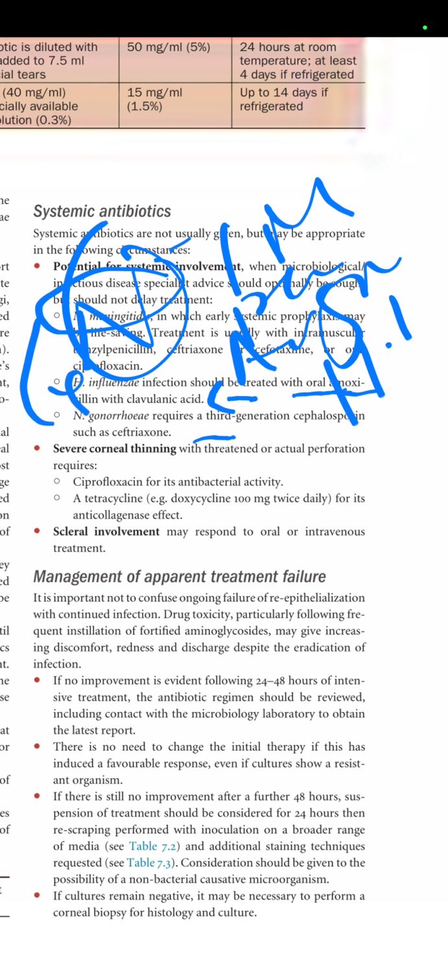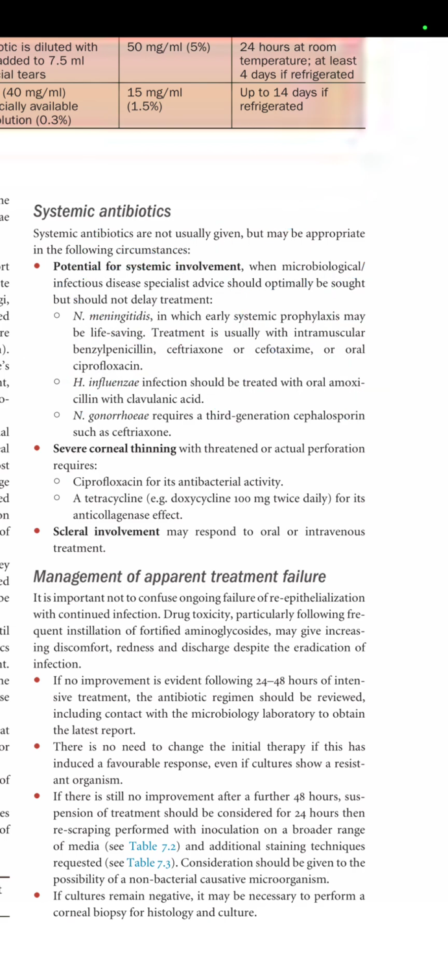Severe corneal thinning. Severe corneal thinning with threatened or actual perforation requires ciprofloxacin with its antibacterial activity, and a tetracycline, for example doxycycline 100 mg twice daily for its anticollagenase effect. So there are two antibiotics that can be used with severe corneal thinning. Tetracycline is better because it has some anticollagenase effect as well.